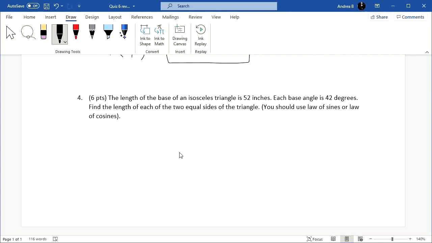And then the last one here, number 4, I'm going to figure out the length. Well, actually, we're given the length of this isosceles triangle, and we're also given what the base angles are, so it might be helpful, first of all, to sketch this out. So we'd have the base of this isosceles triangle is 52 inches. And then we have what the base angles are, so in other words, what these angles are down here, which was 42 degrees.